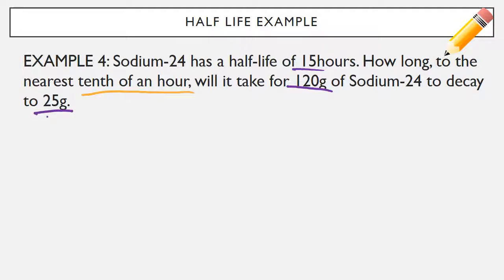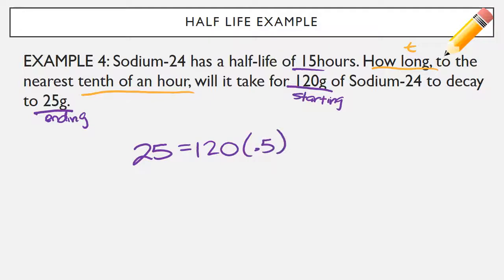So here I know my starting amount. So this is what I'm starting with. This is what I'm ending with. Okay. 15 hours is the half-life, and I'm trying to find how long, so I'm trying to find t. If I plug it into the formula, I'm ending with 25, I'm starting with 120, I have 0.5 in parentheses, and I have t over 15, because 15 is how long it takes to execute a half-life.